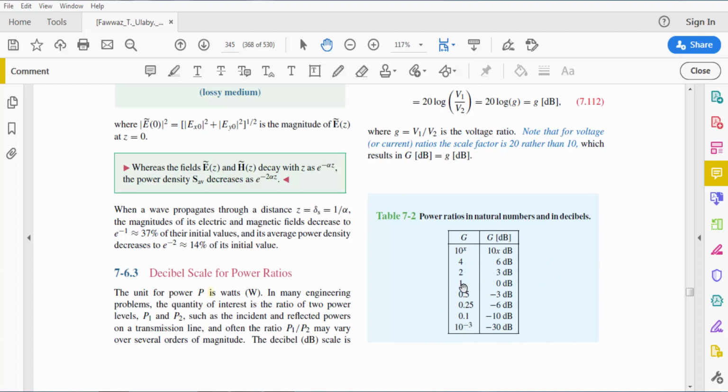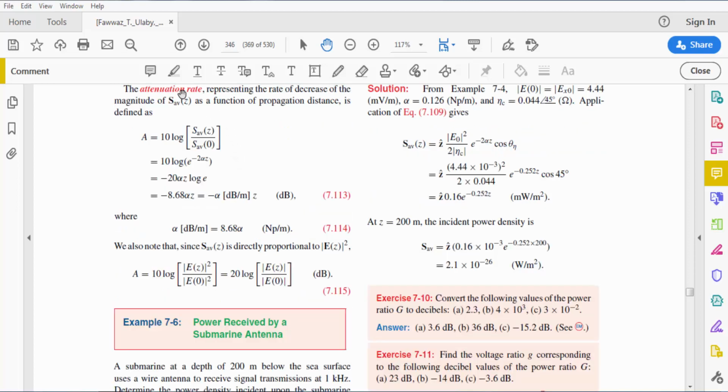When we have 1, that means the ratio is 1, so the output power is equal to the input power, or the output field is equal to the input field. So here we have 0 dB. Anything smaller than 1 means we will get negative values in dB, and anything larger than 1 means we will get positive values in dB. The attenuation rate here is calculated in the decibel system.